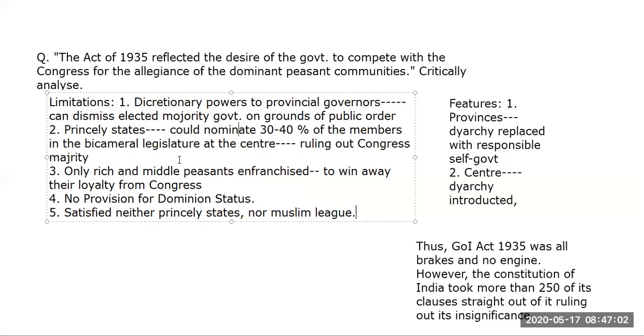Number three, and this is the answer. Herein lies our answer. Only rich and middle peasants were enfranchised to win away their loyalty from Congress. So if you substantiate this point, rich and middle peasants had always been the Congress support base. These were the peasants whose support allowed the Congress to grow as a pan-Indian organization. So this certainly was an attempt on the side of the British to win away their loyalty from the Congress to the British government through enfranchising them.